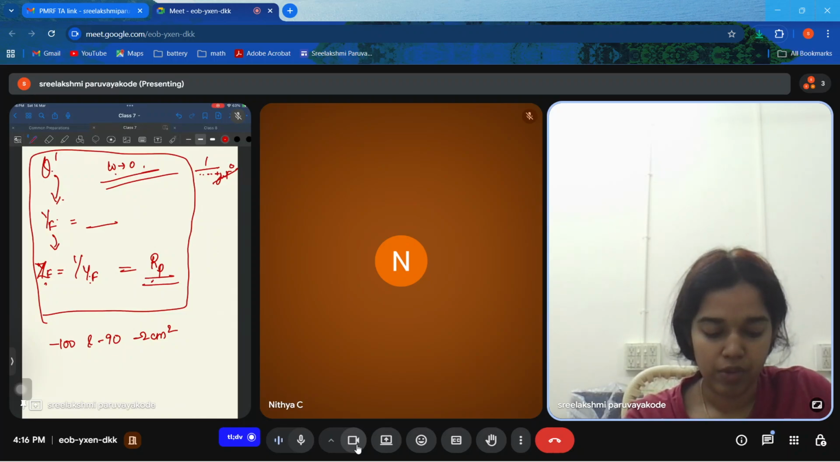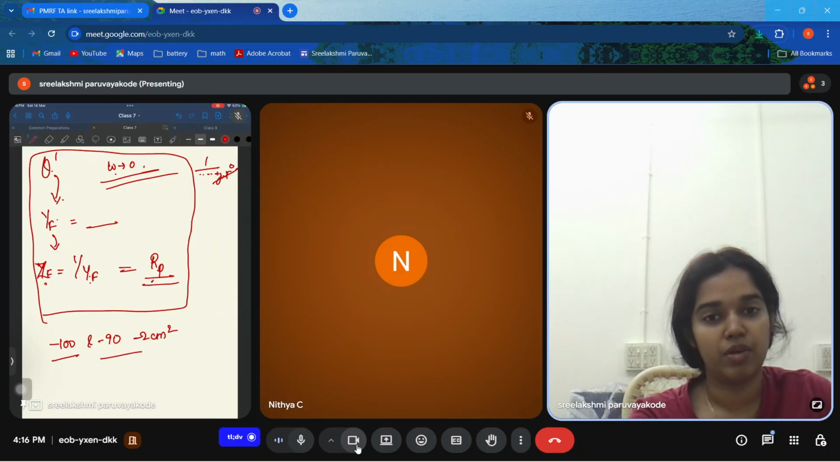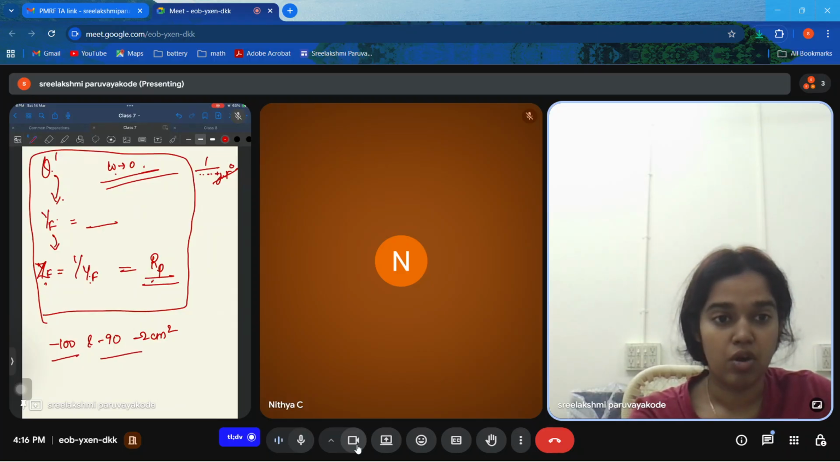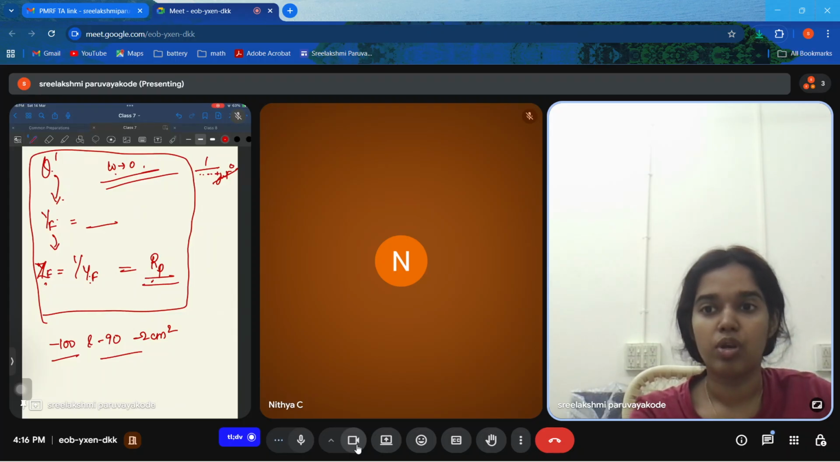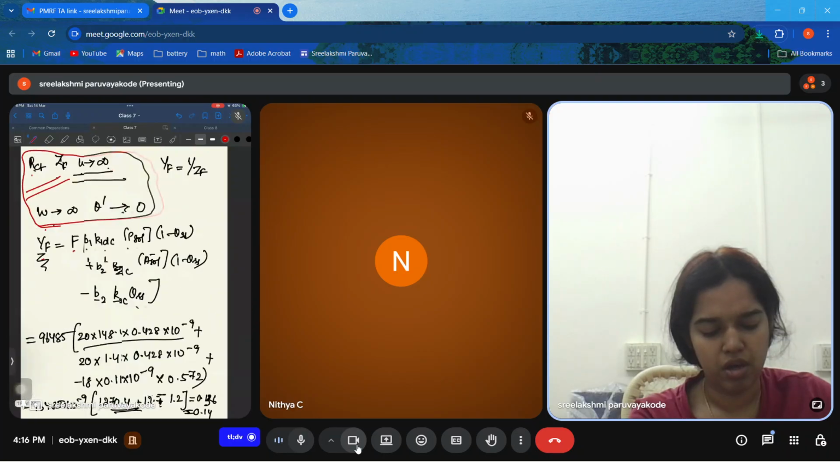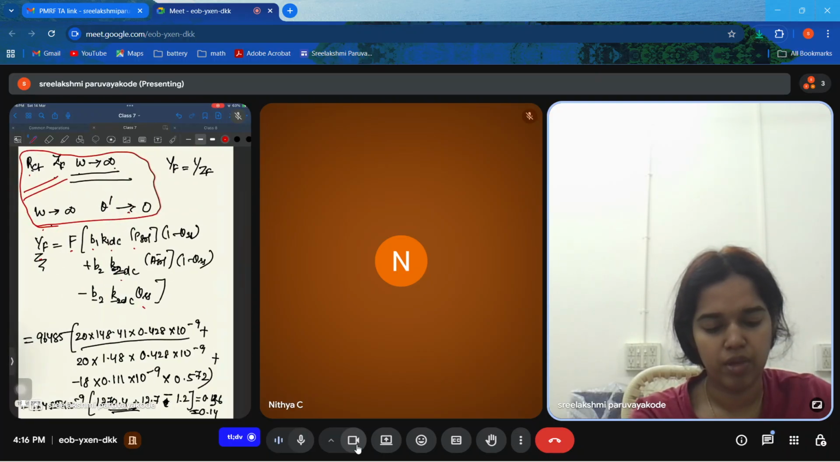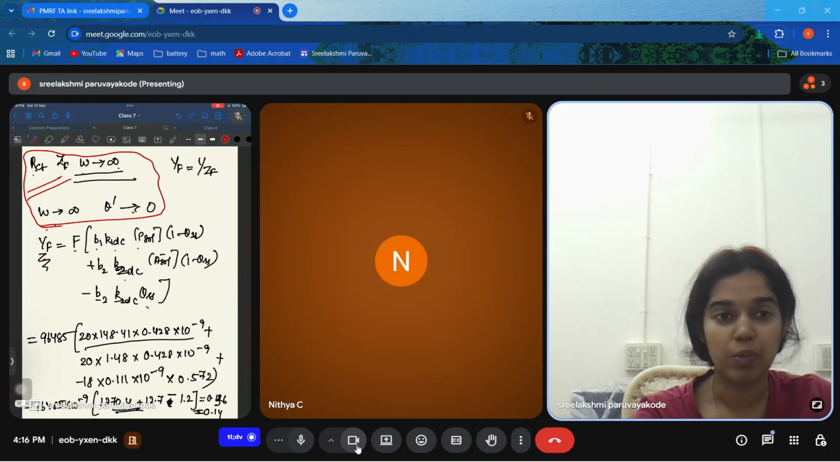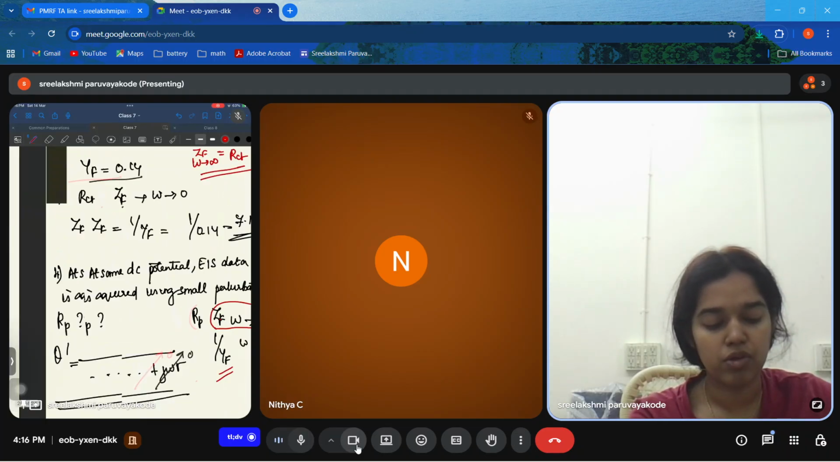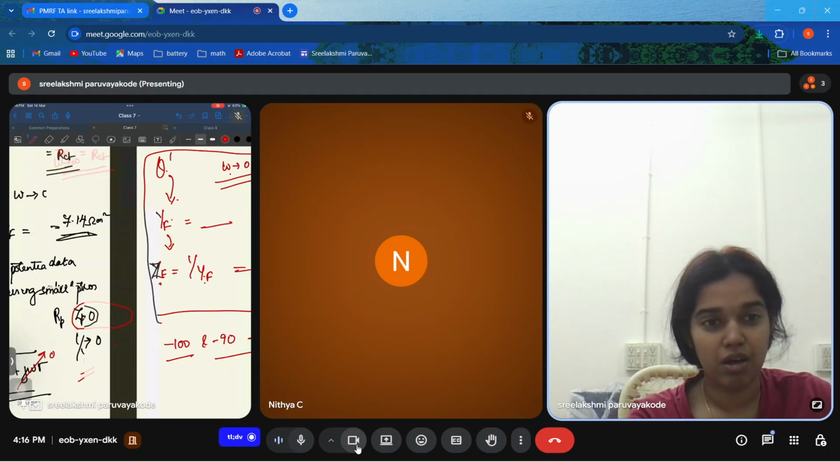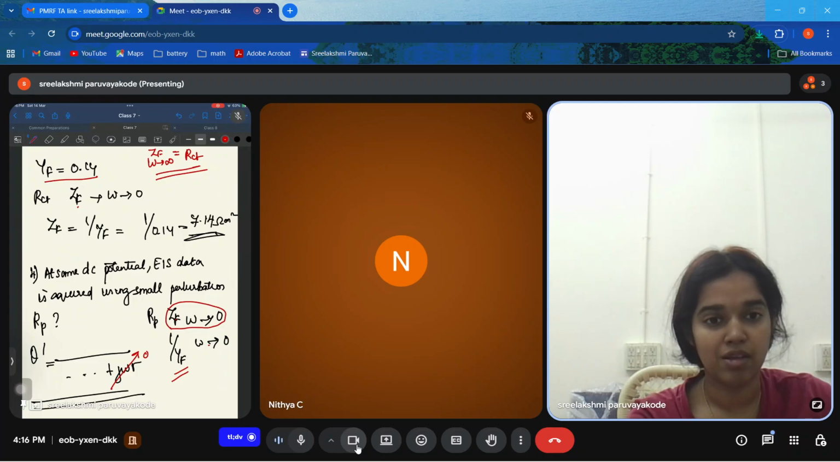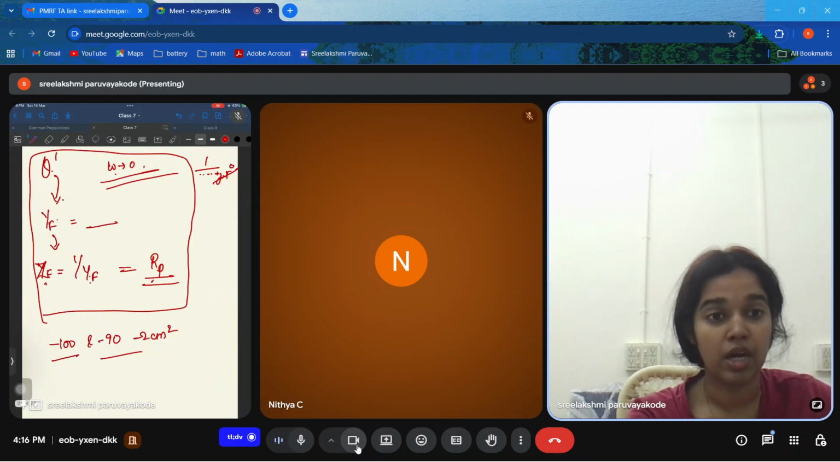Once it's solved, the value will be coming between 100 and 90 ohm centimeter square. You will try solving it. If you're not getting the answer, let me know. Then I'll do the calculation. But the methodology remains the same. We already know what is K1 DC, K2 DC, B1, B minus 2, B2, everything from the previous experiment. You have to be careful when you're substituting it, you shouldn't make problems with the signs and all. So you will get the value between negative 100 and negative 90. Okay.